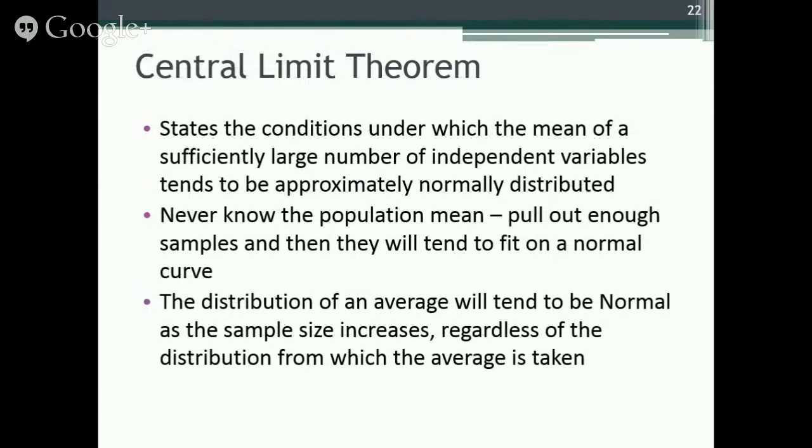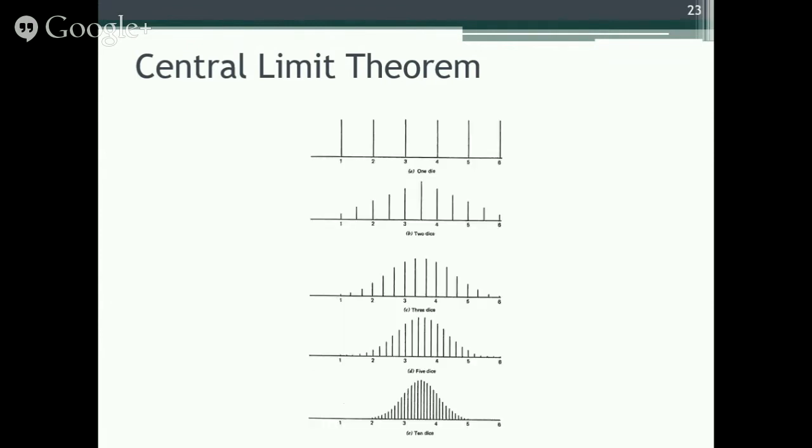Okay. So let's take for a minute this concept that I wanted to just talk about briefly called the central limit theorem. And what the central limit theorem is, and there's a lot of words on this slide, is that the mean of a sufficiently large number of independent variables tends to be normally distributed. We don't know the population mean, but if we pull out enough samples to fit on a normal curve, the distribution of an average would tend to be normal as the sample size increases, regardless of the distribution from which the average is taken. Okay, what does that mean?